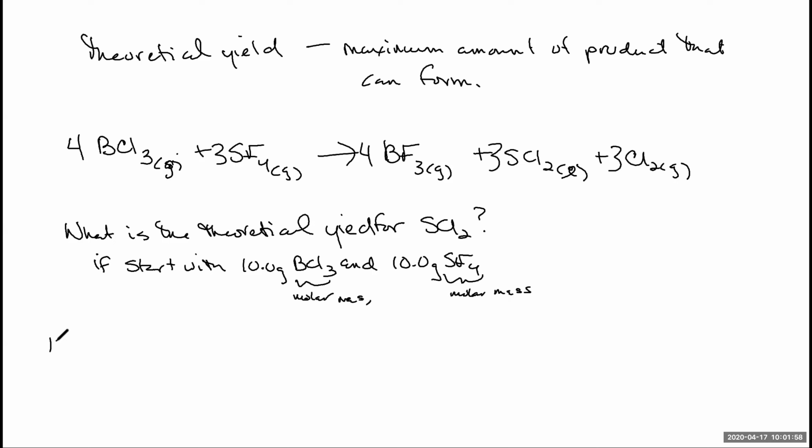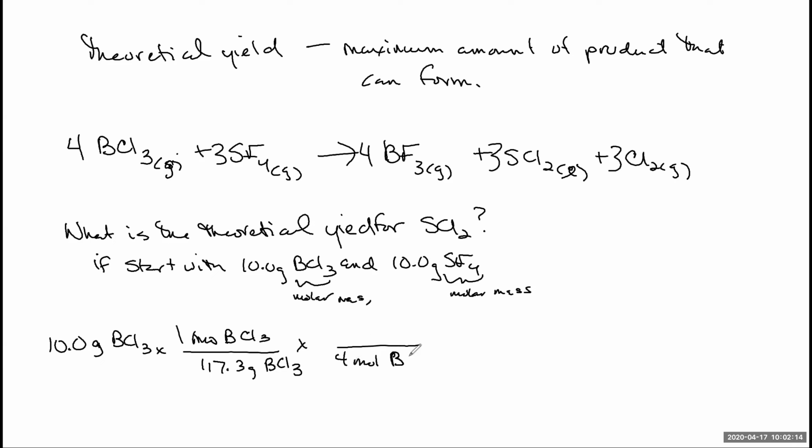I'm going to write out the whole answer. 10 grams of boron trichloride, 1 mole, 117.3 grams, 4 moles, and the molar mass of sulfur dichloride is 103.1. And if you calculate that out, I think you're going to get 6.59 grams.